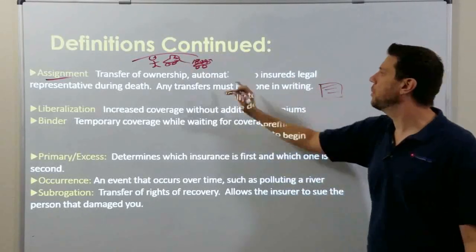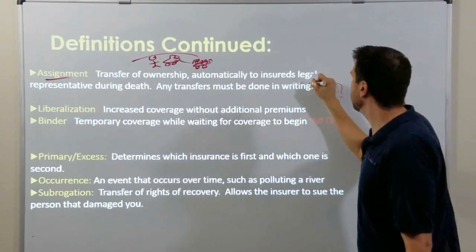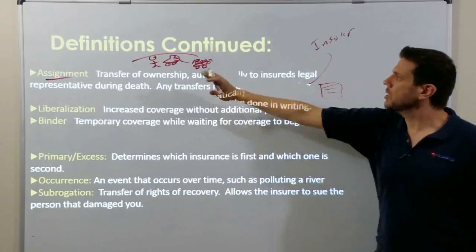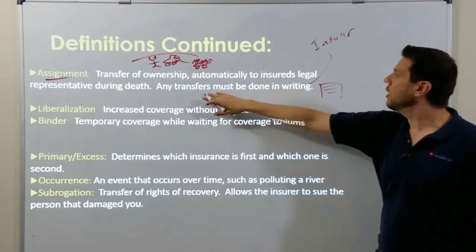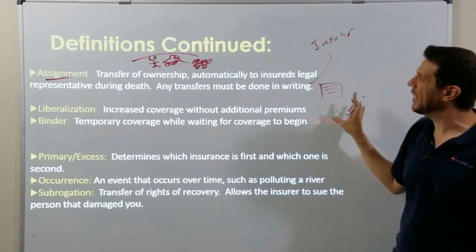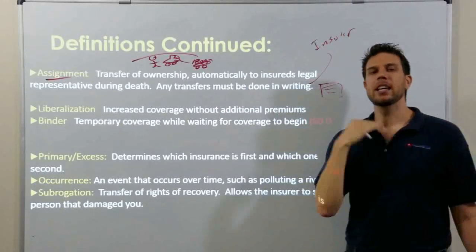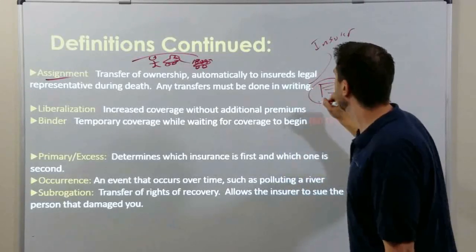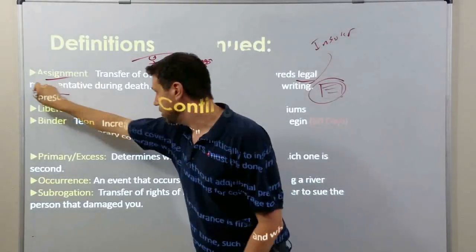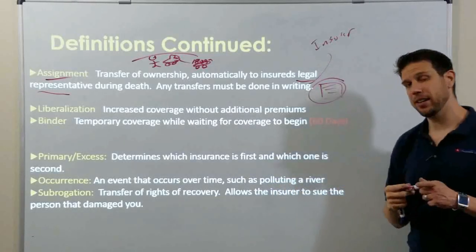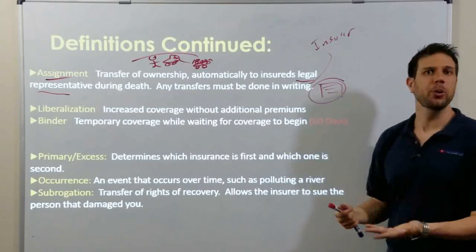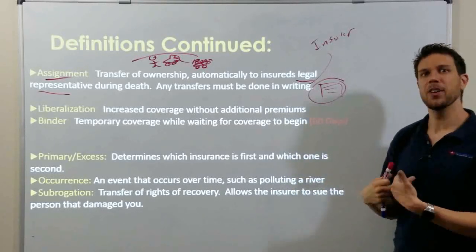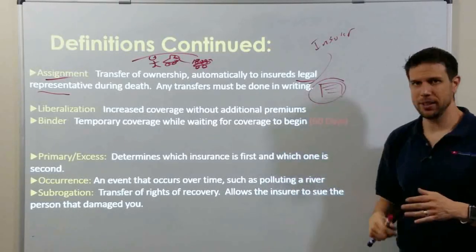All assignments must be done in writing and approved by the insurance company. So assignment means transfer of ownership. All assignments must be approved by the insurance company in writing. If you die, your insurance policy automatically transfers to your legal representative. That's like your lawyer or your wife or your husband. Whoever is in charge of your stuff automatically owns the policy.